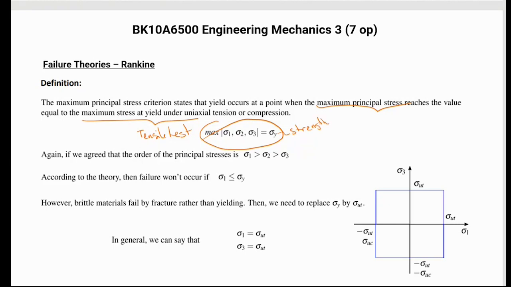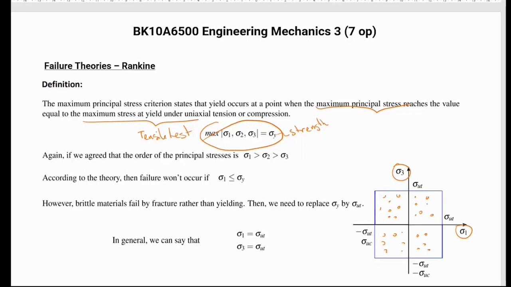If you draw this, it's something like this in a two-dimensional case. So with sigma 1 and sigma 3 in the two-dimensional case, be sure that whatever loading you're imposing on the body you're designing produces stresses that fall within this region. And that's what it says. Questions so far?